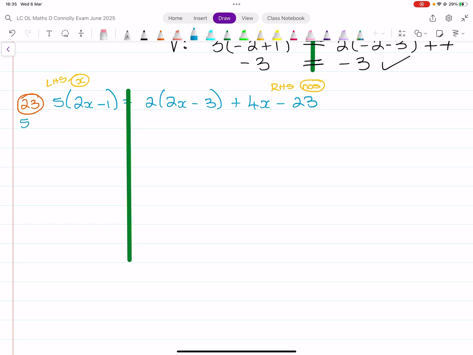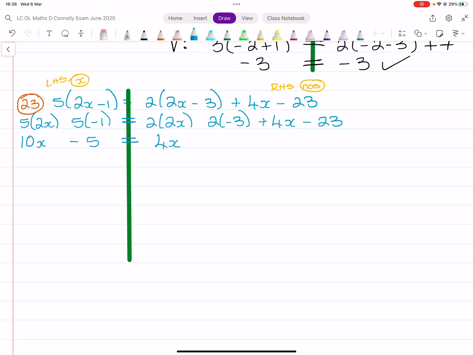So it's going to be 5 bracket 2x, and it's going to be 5 bracket minus 1. It's going to be 2 bracket 2x, and it's going to be 2 bracket minus 3. And then the others don't have anything to do with the bracket, so we just write them down. 4x and minus 23. Okay, now we can do the multiplications. So 5 times 2 is 10, and then put the x down. 5 times minus 1 is minus 5. 2 times 2x is 4x. 2 times minus 3 is minus 6. And then again, the rest just gets written down.